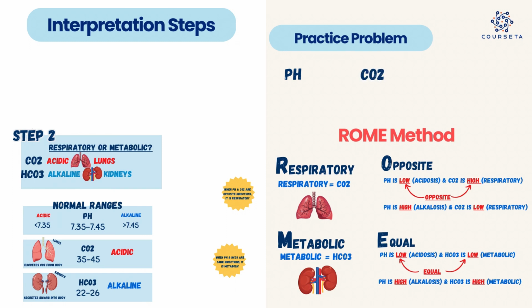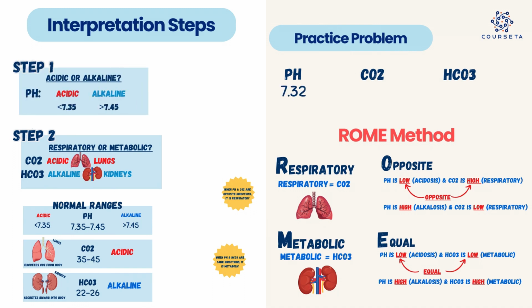So let's go to another practice problem here. We have a pH of 7.32, a CO2 of 48, an HCO3 of 27. So what does respiratory opposite and metabolic equal even mean? Well, what it means is respiratory, once again, CO2, because the respiratory system controls CO2, if that CO2 level is going the opposite direction of the pH, it means that it's due to the respiratory system.